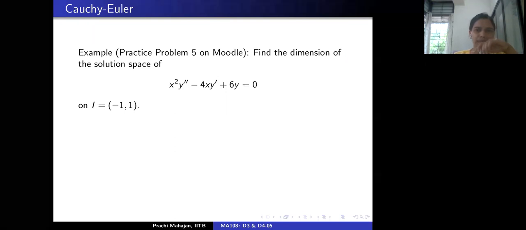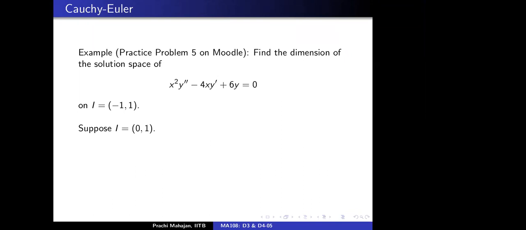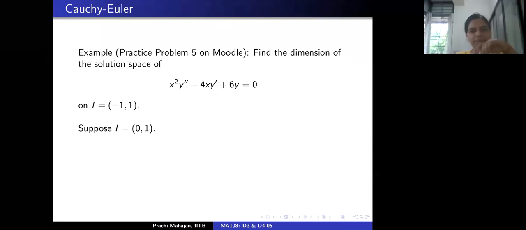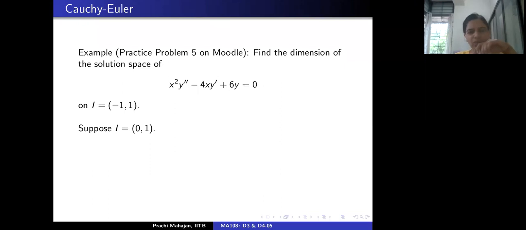Let's look at this first. Let's forget about -1 to 1 and look at the interval 0 to 1. If I ask you what is the dimension of the solution space of this ODE on the interval 0, 1, what would be your answer? 2. Why is that? Because P and Q are continuous on the interval 0, 1. So you directly appeal to the dimension theorem, and you're all sorted, done.